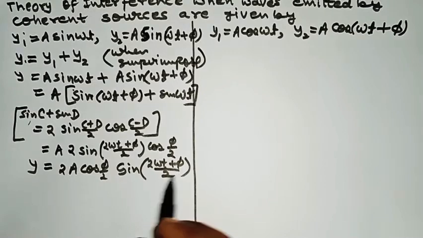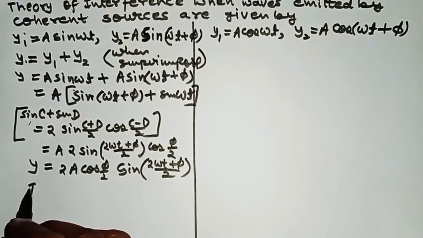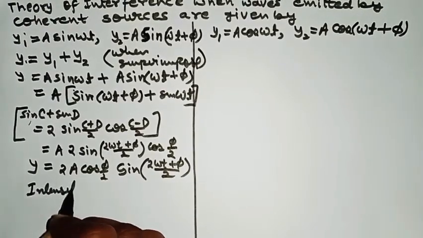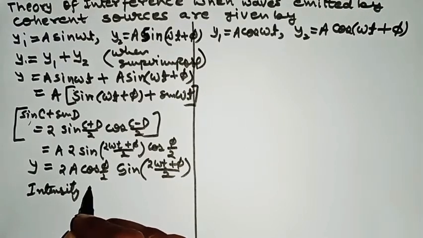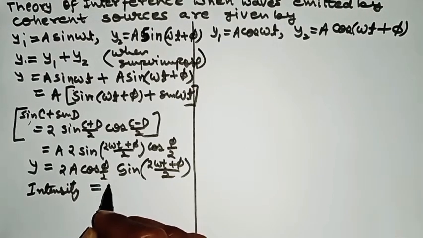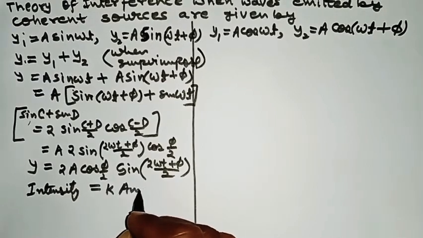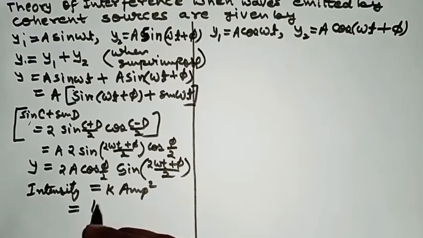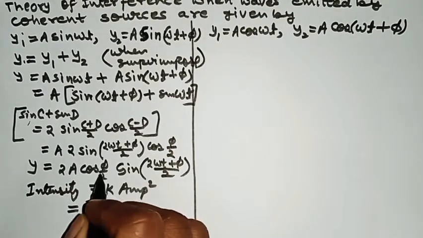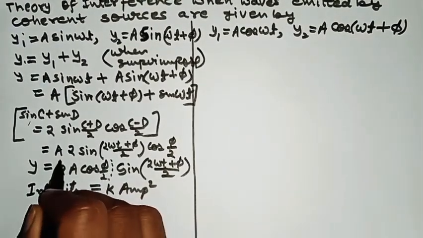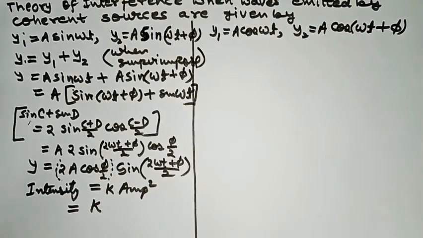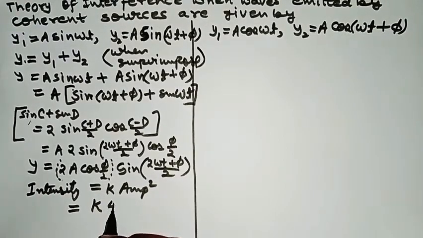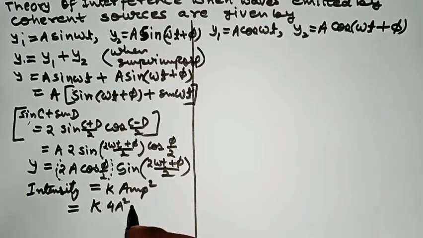We are not interested in this equation, but in its amplitude, because we know that the intensity of this resultant wave, or any wave, is directly proportional to amplitude square. So some constant k into amplitude square. The amplitude is this entire term, which I am marking with a dotted bracket. So it will be 4. I'm skipping one of the steps and going into the main result. So this is how it is.